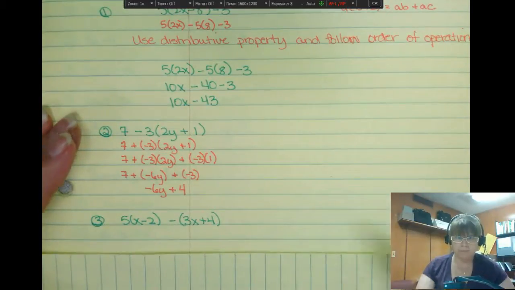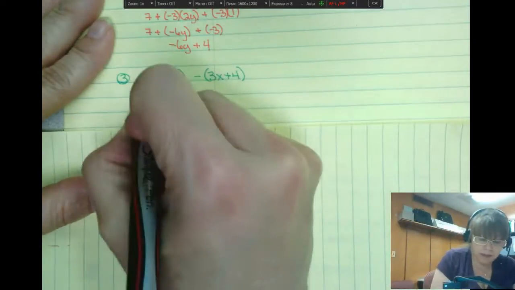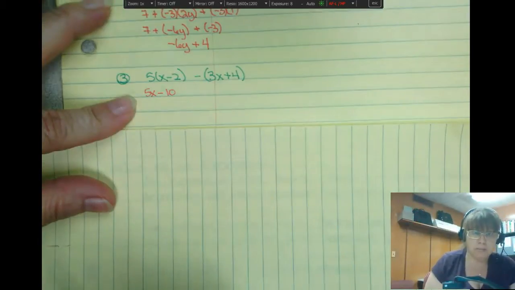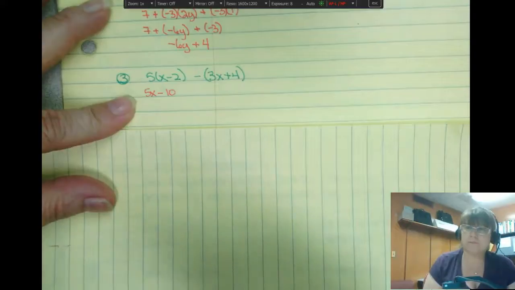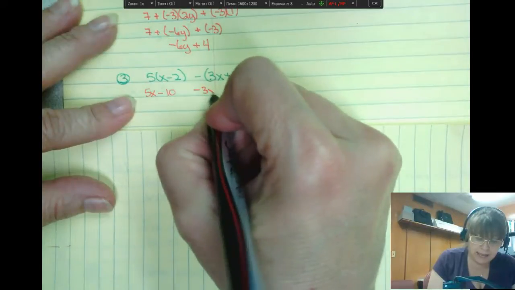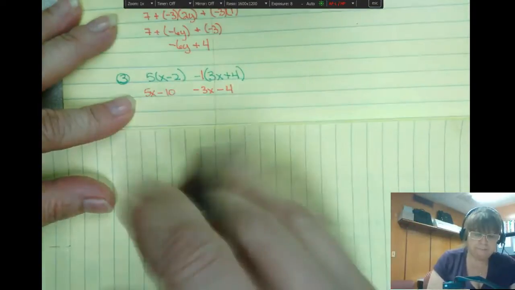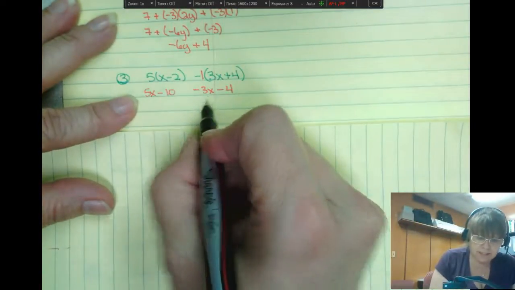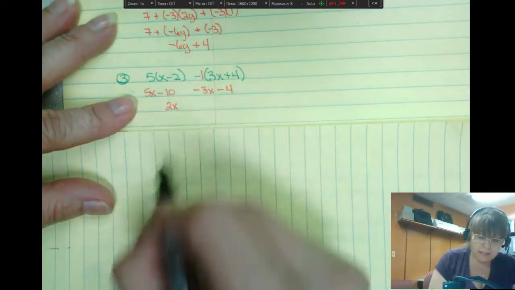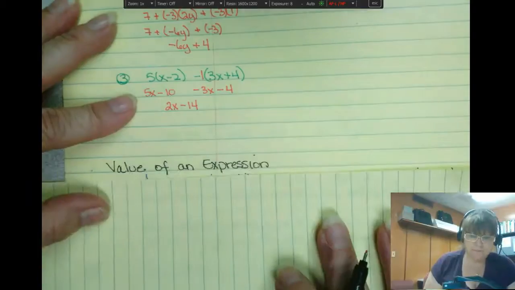Let's try another problem. Distribute the 5. 5x minus 10. I'm not going to show the middle part. Sorry about that. Minus 3x minus 4. That's a negative 1 out there if I distribute. Combine like terms. The x's can go together. So 5x minus 3x is 2 x's left. Negative 10 and a negative 4 is a negative 14.